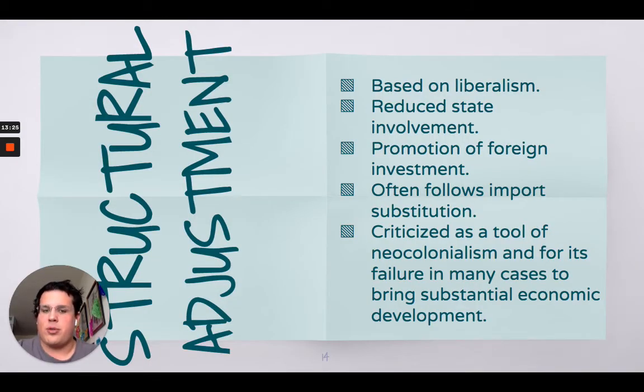Following import substitution, however, the state needed to devise a new economic policy. This transition is known as structural adjustment. The policy is based on liberalism. State involvement is reduced as the economy is opened up. Foreign investment is encouraged. Structural adjustment is often criticized as a tool of neocolonialism and for its failure in many cases to bring substantial economic development.